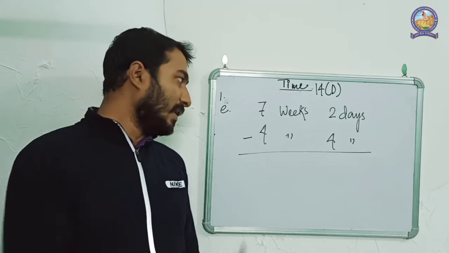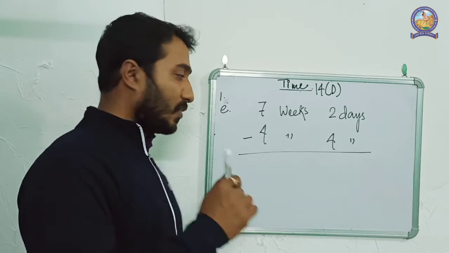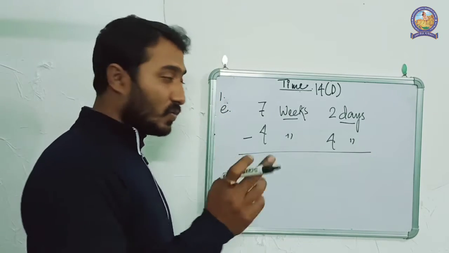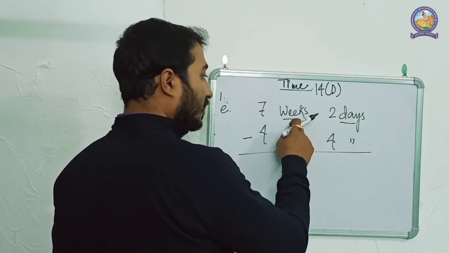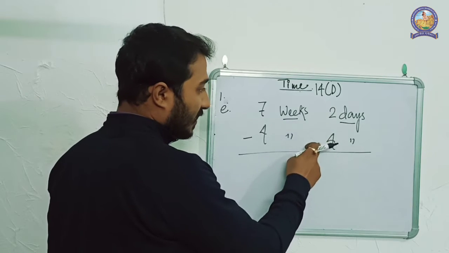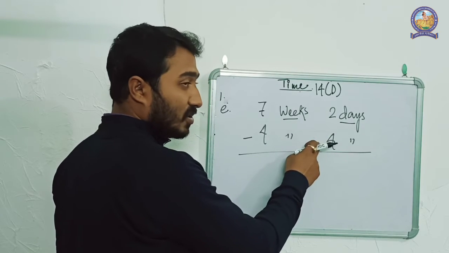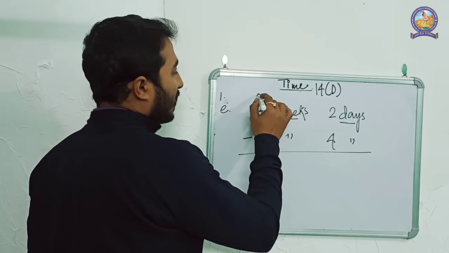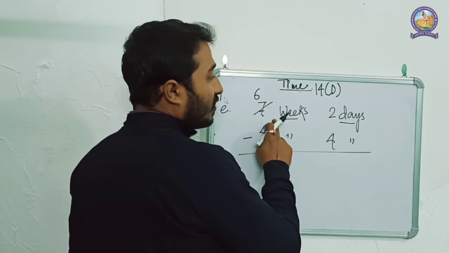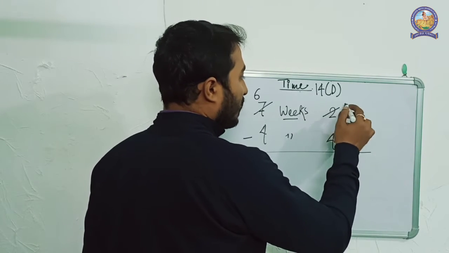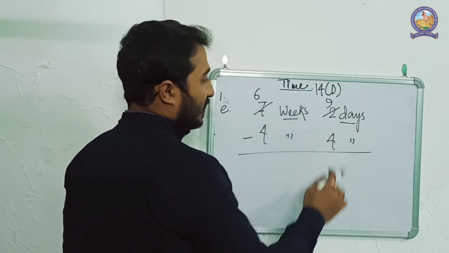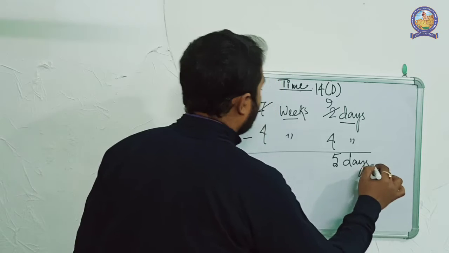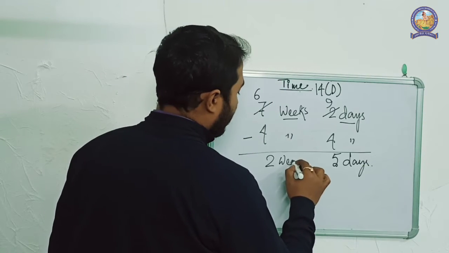In case of subtraction, we will do the same procedure. The units are weeks and days, so the relation is 7 to 1. 1 week equals 7 days. We can see that this value is smaller, so subtraction is not possible. We will do the same procedure as earlier. 1 will be taken from here, so it will become 6. And 1 week equals 7 days is given here, so 7 plus 2, that is 9 days. Now the subtraction is possible. So it is 5 days and 2 weeks.